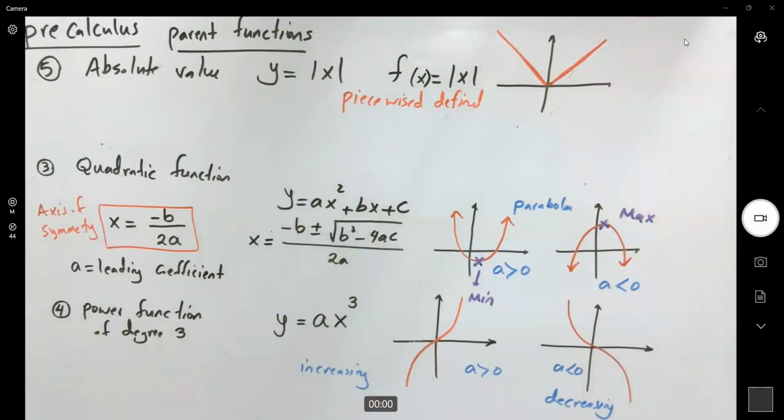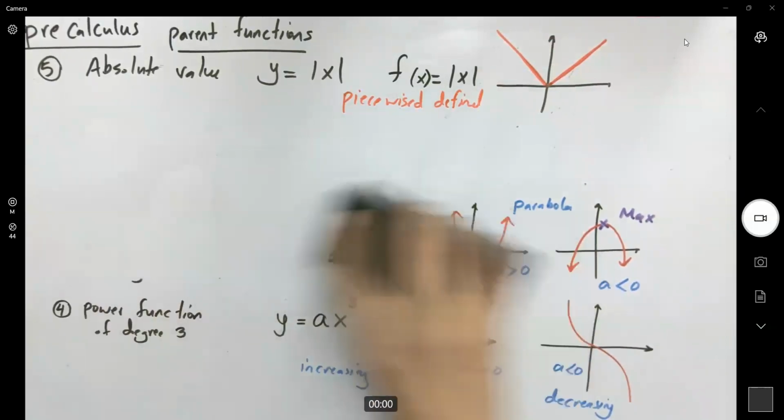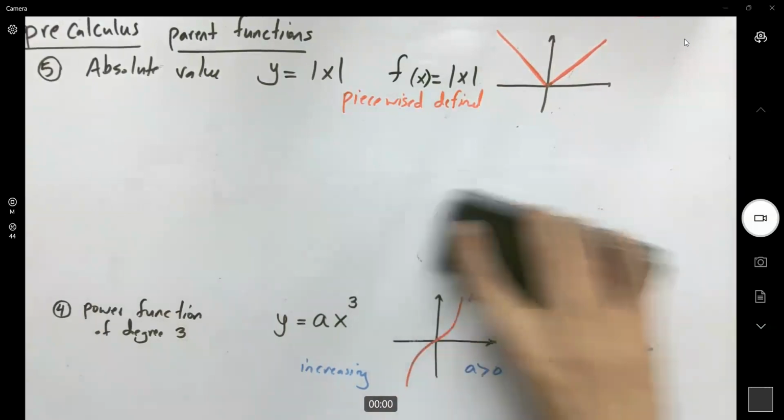The next function, well, now we're going to talk about the reciprocal function, which is defined this way.